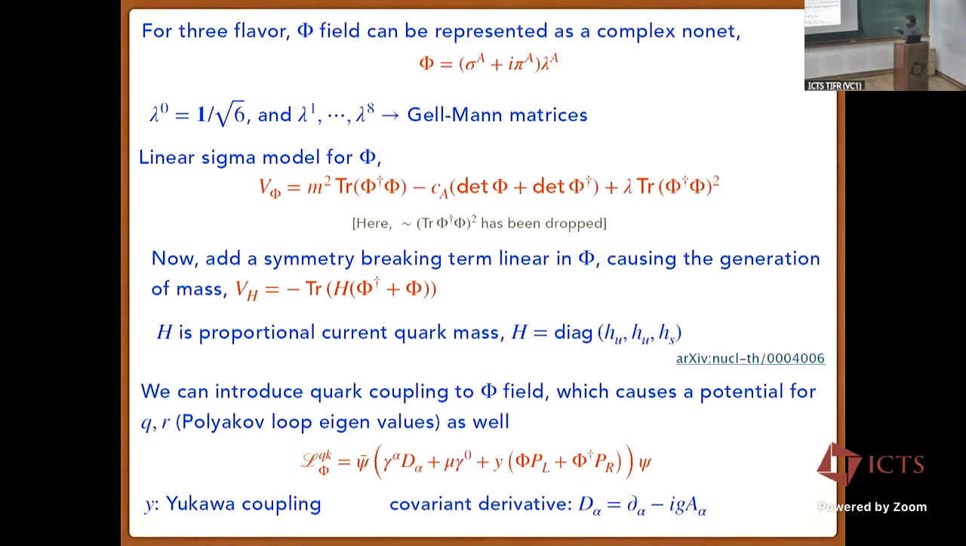So to break the symmetry explicitly, we add a term which is linear in phi, this kind of V H term, where H is proportional to some current quark masses, and it is diagonal.